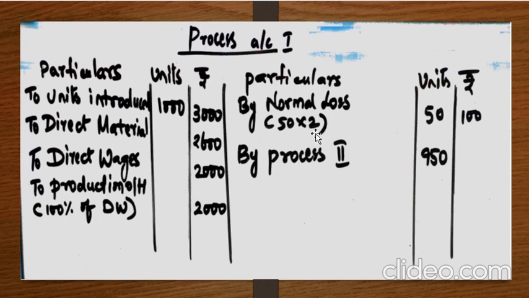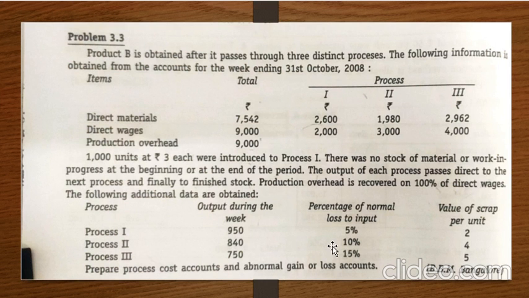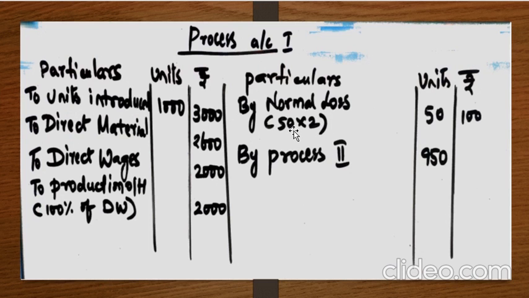And for this, have they given the resale value or scrap value in the question? Yes, if you look into this, value of scrap per unit is 2 for process 1. So how much is your normal loss? 1000 into 5% will give you 50. So what is the scrap value which is given? 2. So 50 into 2 will give you 100. So it is rupees 100.